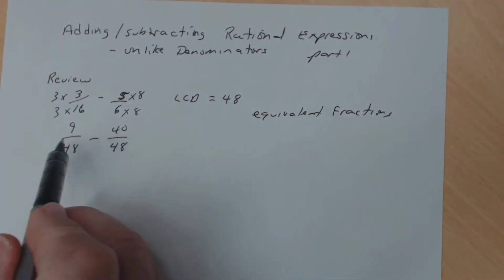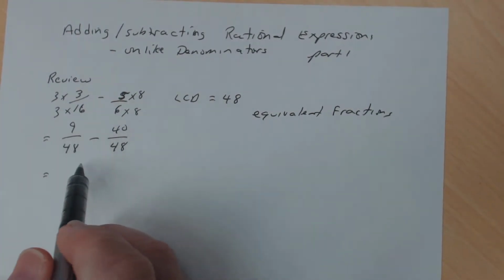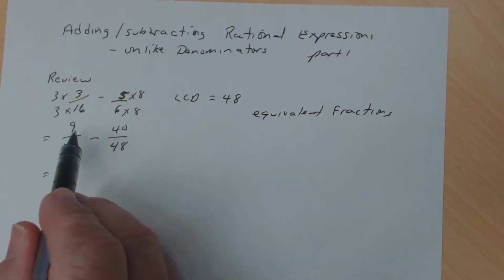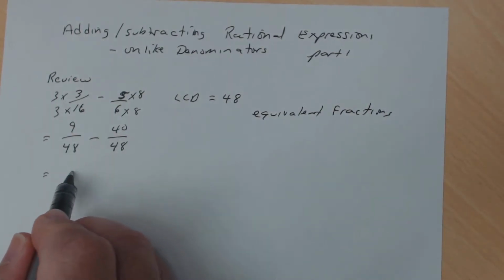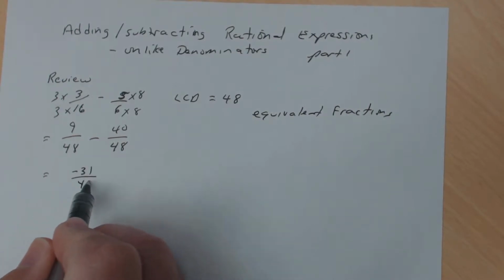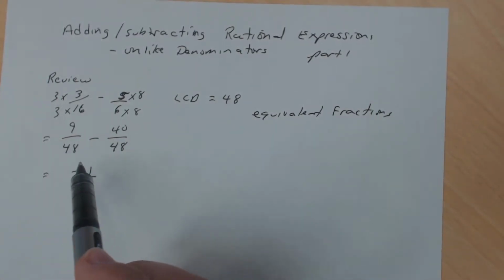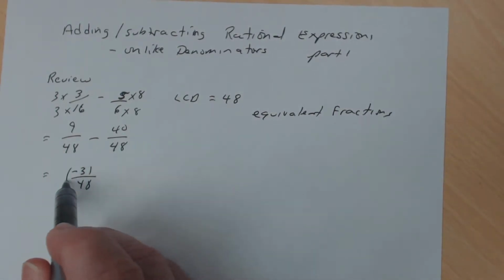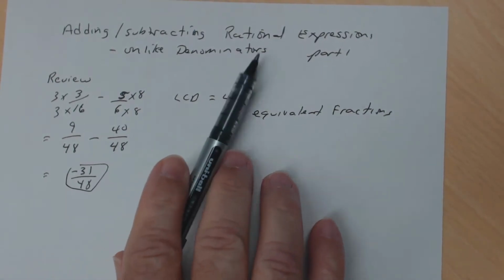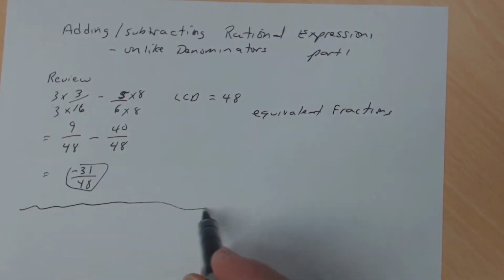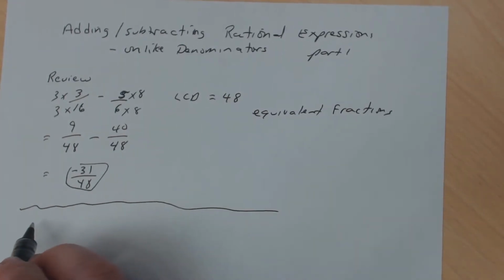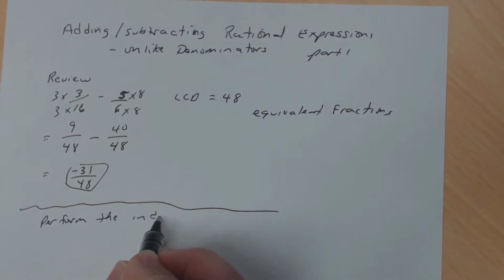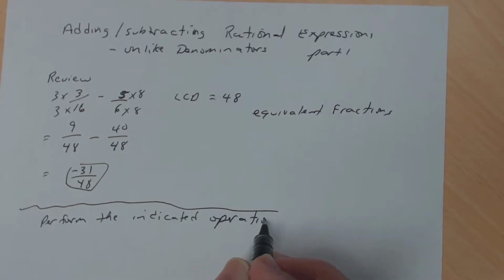Now that the two fractions have the same denominator, you just subtract their numerators. So 9 over 48 subtract 40 over 48 is negative 31 over 48. That's the idea we're going to use with rational expressions. Let's look at this example. The directions will say perform the indicated operations.